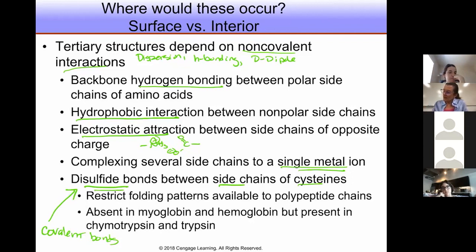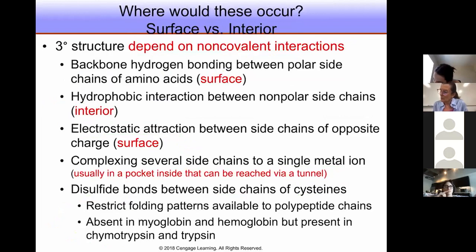And the ones that would be in the interior are going to be where the hydrophobic amino acids are. So hydrophobic interactions are generally going to be on the interior. Yeah. So backbone would be on the surface, hydrogen bonding with polar side chains, because the polar amino acids will be on the surface. Hydrophobic will be interior. Electrostatic, you will find on the surface. When you do see something that is charged and buried, it's usually really important. It's there for a reason because there's an energetic cost to having it there.